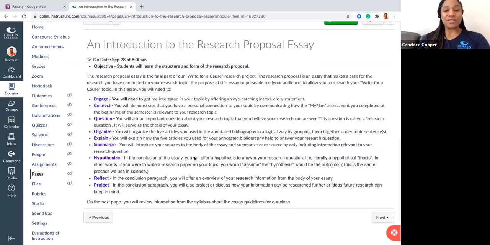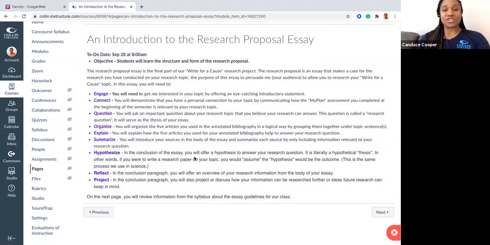The first thing you're going to want to do is to engage. Okay, you're going to want to offer me an eye-catching introductory statement in your introduction paragraph. So we're going to talk about how to do that. The next thing you're going to want to do is connect. You want to make sure that you've demonstrated a personal connection to your topic by using information from your MyPlan assessment and personal information from your life to demonstrate why this topic is interesting and relevant to you personally.